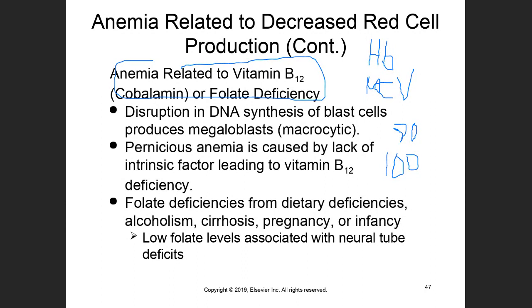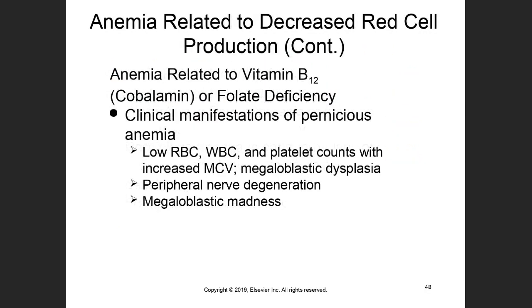And you see folate deficiency. In that deficiency, alcoholism is really common. Folate deficiency in alcoholism, cirrhosis, pregnancy, or infancy. And we keep going. One of the main differences between B12 deficiency and folate deficiency is neurological signs and symptoms. Okay, neurological signs and symptoms are only present in B12. It's the only one that has neurological signs and symptoms. And this is called megaloblastic anemia.